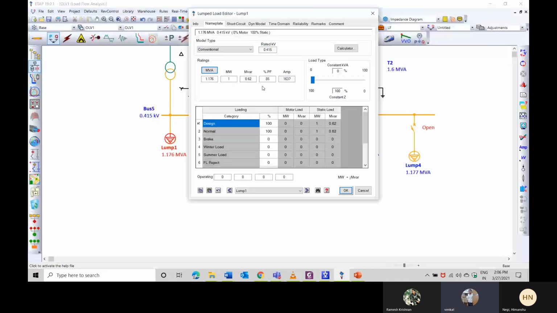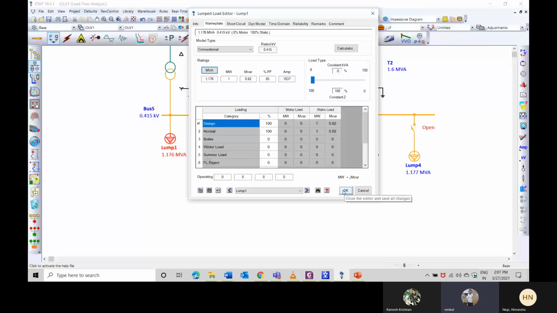Okay, and with this, what I am doing is I have modeled it as a constant impedance load. Here, can you see this? In the constant impedance, it has been put as 100%, right? So what happens is it is a constant impedance load. Whenever the voltage changes, the power consumption will be proportional to the square of the voltage, right? This is what happens in the system, right?